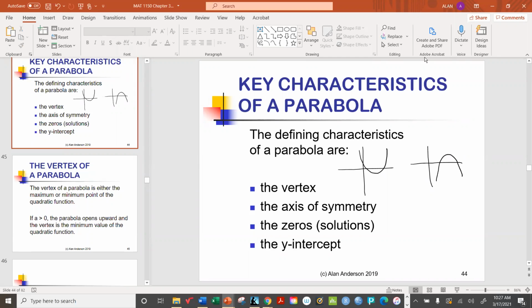It's the highest or the lowest point. Okay, the vertex itself is either the maximum or the minimum. So here the vertex is this point. And here the vertex is this point.